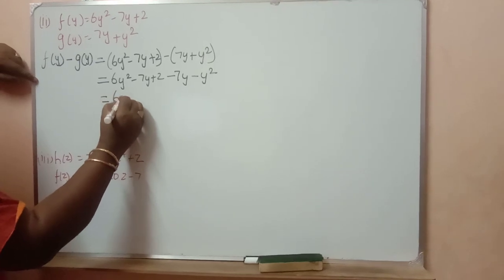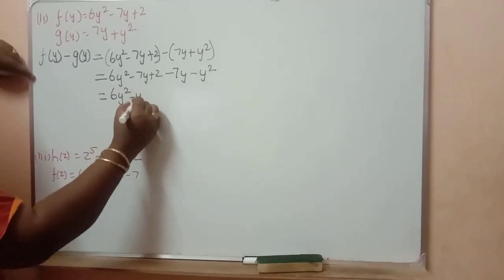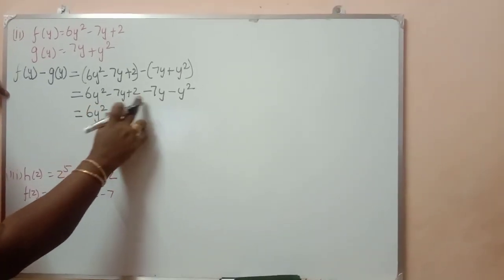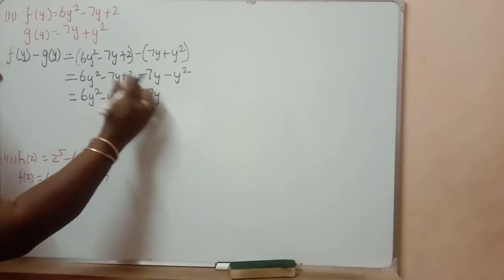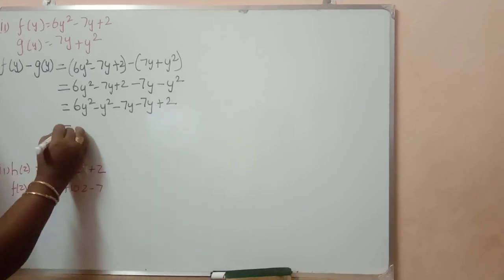Now group y square together: 6y square minus y square. Next, the y terms, here and here, so these two group together: minus 7y minus 7y. Next, the constant: plus 2.